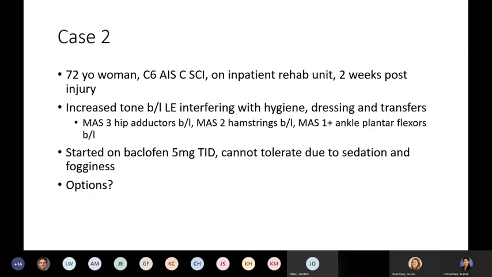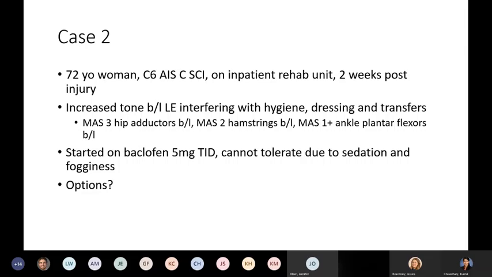So the patient herself is complaining about spasms that occur at night, but you're also having multiple therapists and nurses come up to you, telling you that her tone is so bad that it's causing a lot of difficulty with what they're trying to do in therapy functionally, as well as from a nursing perspective, things like dressing, hygiene, cathing are really difficult due to her lower extremity tone. So she's got an MAS 3 at the hip adductors bilaterally, MAS 2 at her hamstrings, and MAS 1+ at the ankle plantar flexors.